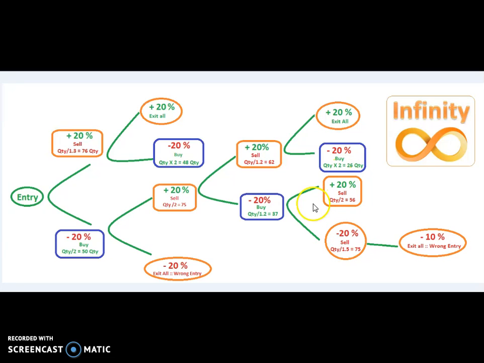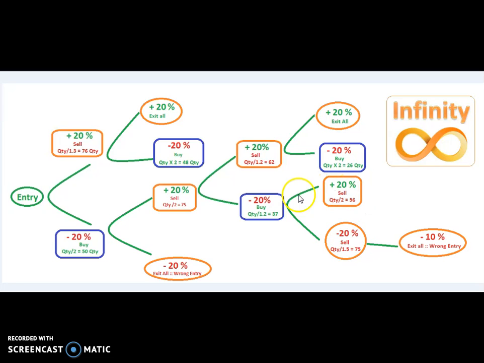At the same time, if it is going 20% down, we have to sell 1.5%, since we booked a profit of 20% here. So coming here again, if it is going another 10% down, this is a wrong entry, we have to exit. So selection of stock is very important here.